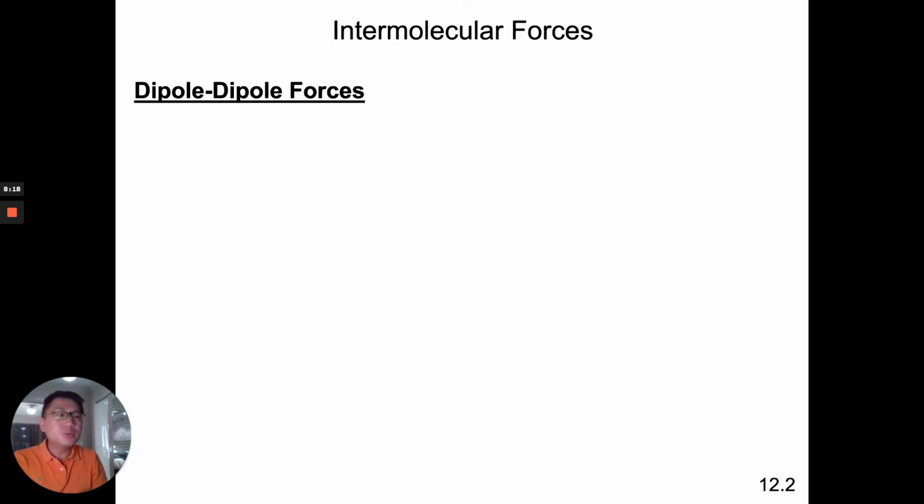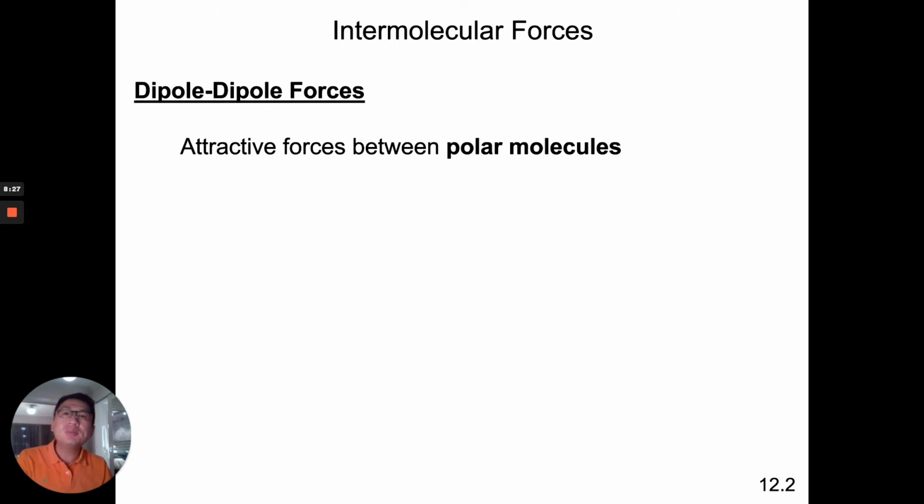Okay, let's get to it. I believe there are going to be four or five main types of intermolecular forces. The first one is called a dipole-dipole force. Dipole-dipole forces are attractive forces between polar molecules. I didn't really get to it right now; there's going to be a separate video about how do I know a molecule is polar.